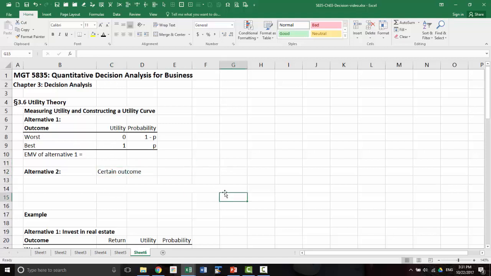Now we're going to compare that best and worst possible outcome with a certain monetary outcome. If you're given a gamble where you either get the worst or best possible outcome, you may win or not win with these probabilities. The win probability is P, so the lose probability is 1 minus P. And here you have a certain outcome. At what value of P will you be indifferent between these two? That P is then the utility of this dollar value.